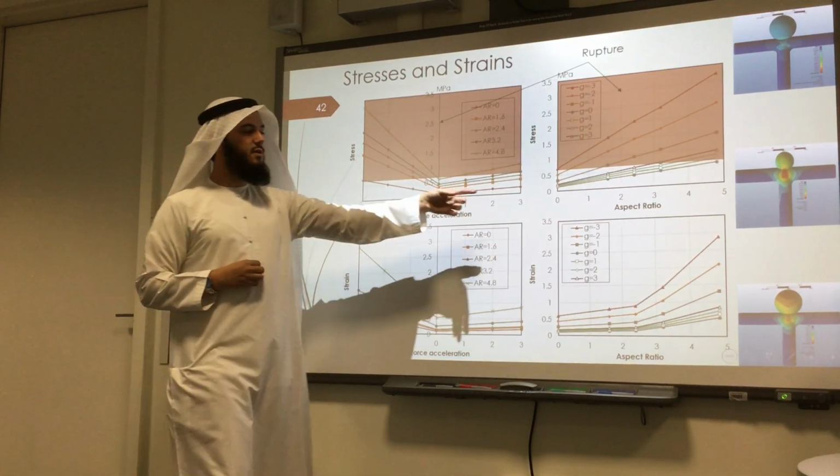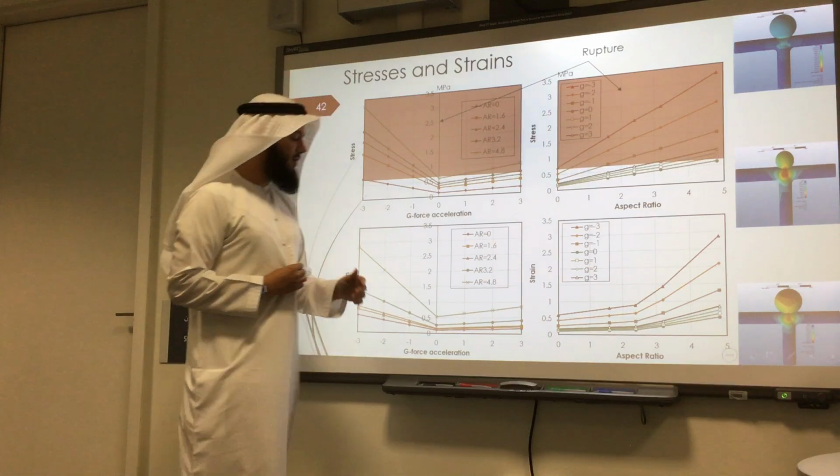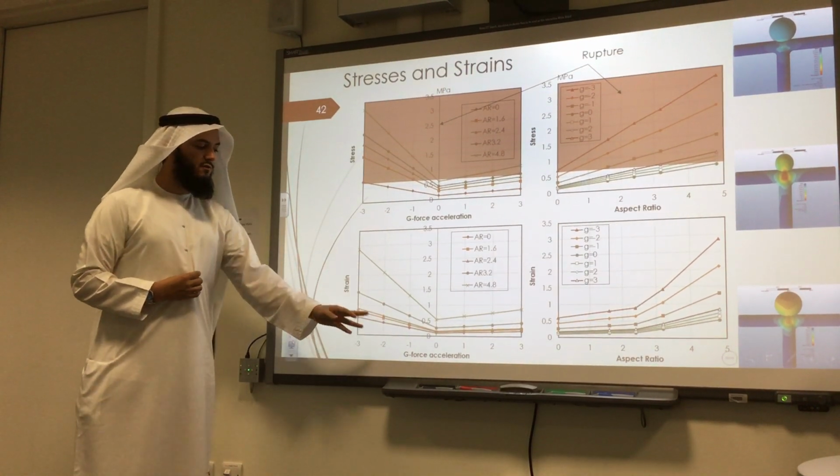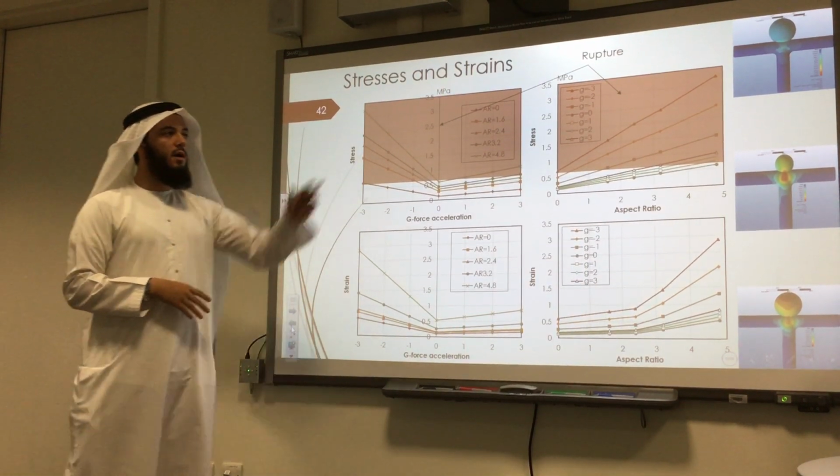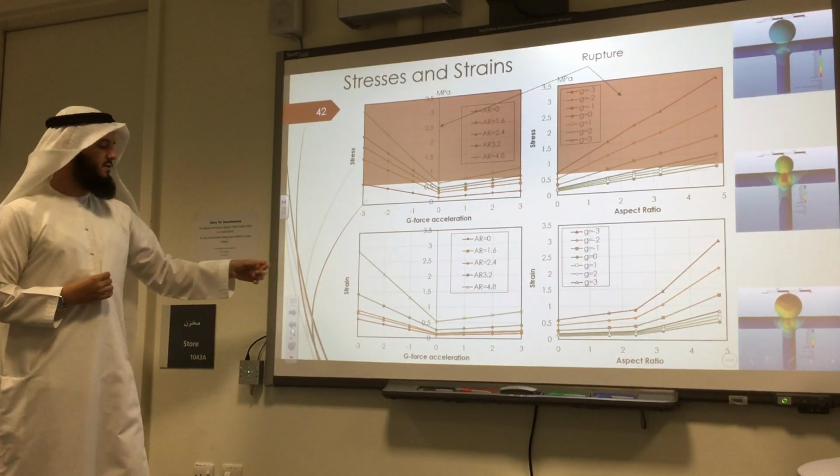And here, of course, you can see aspect ratio with stress, and similarly, strain with G-force acceleration. And those are contours of wall shear stress and stress.